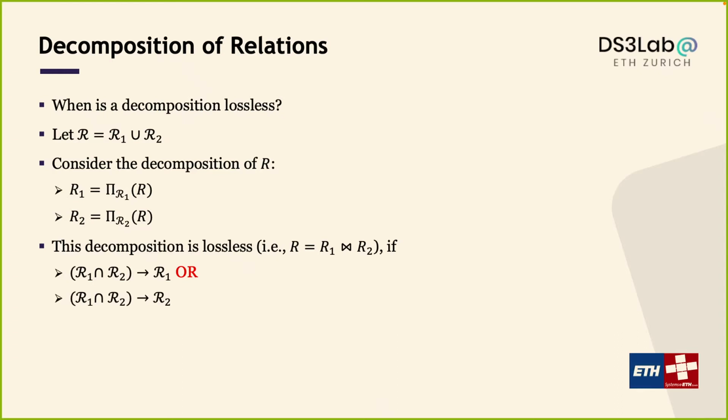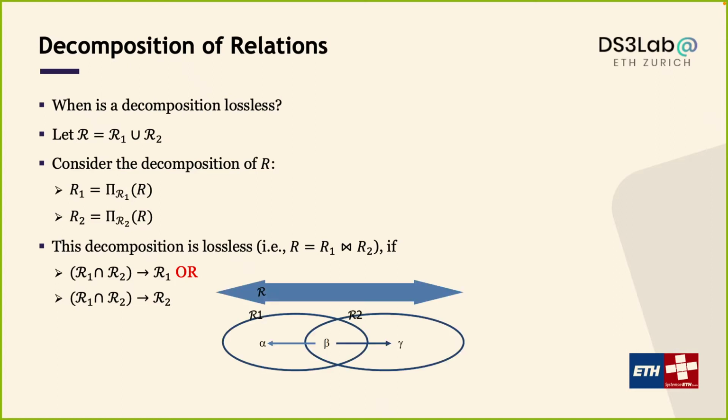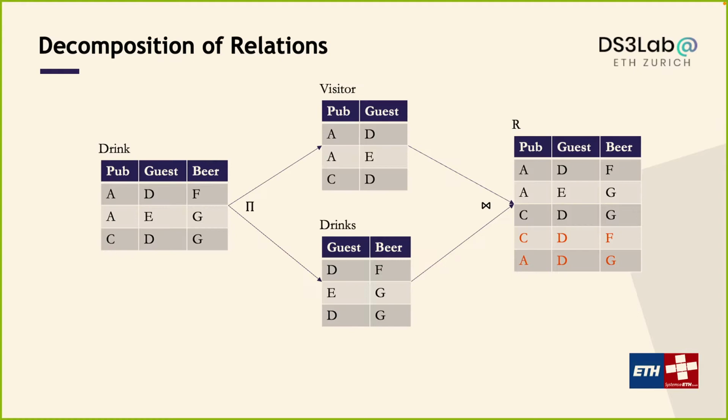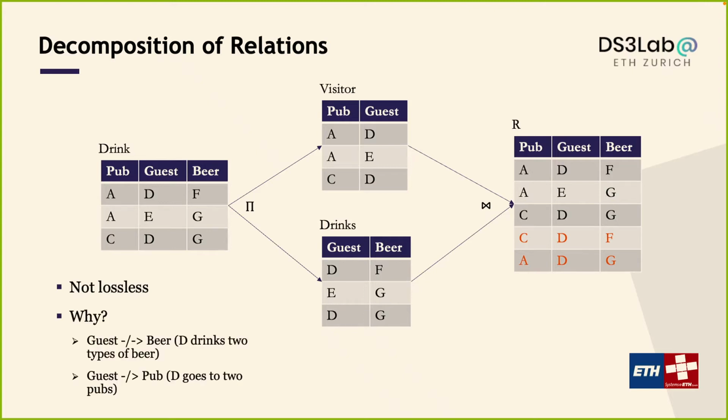We also talked about this condition before. As long as there's a functional dependency from the intersection of R1 and R2 to R1 or to R2, if one of these holds, then this decomposition is lossless. And this is one example where you do not have either of these two functional dependencies holding. As you can see, when you decompose it and join back, you start to have more tuples that are not in the original relation.